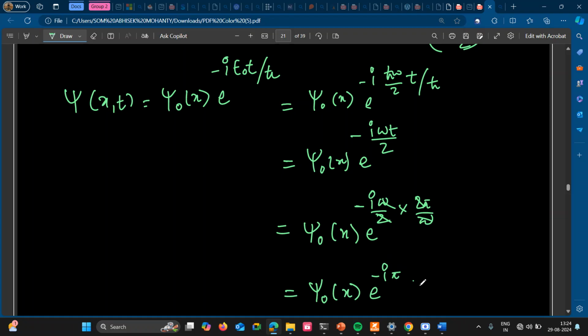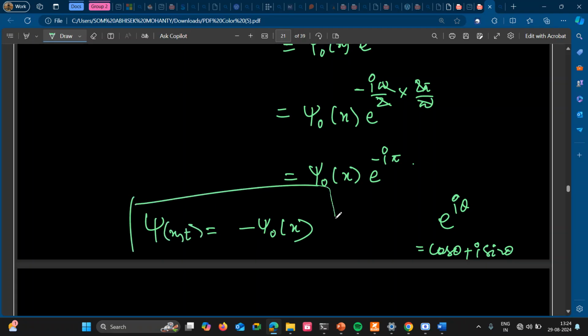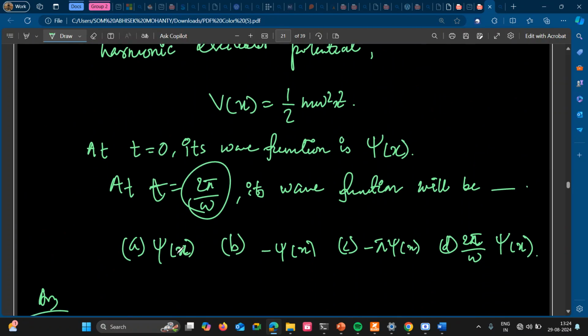What is e to the minus i pi? e to the power i theta is cos theta plus i sin theta. So e to the minus i pi will be cos of minus pi, that is cos pi, plus i sin of minus pi, which is 0. So it is minus 1. So psi x t is equal to minus of the original one. Got it? The answer will be that. I hope you got it.